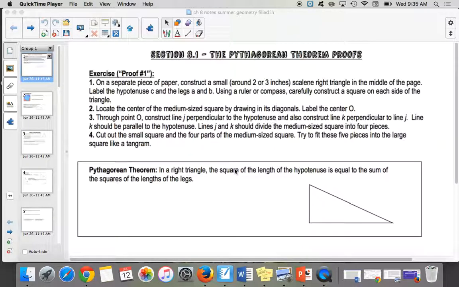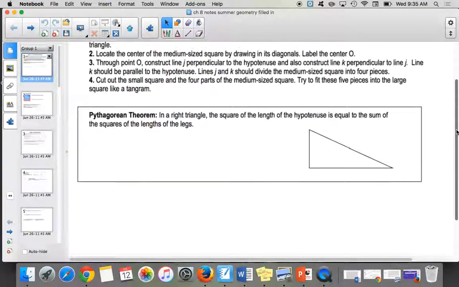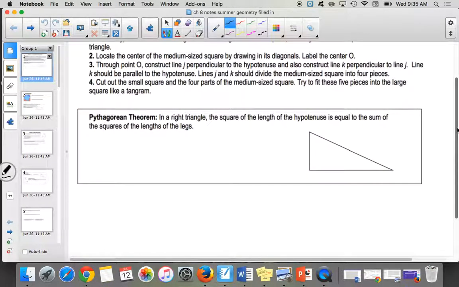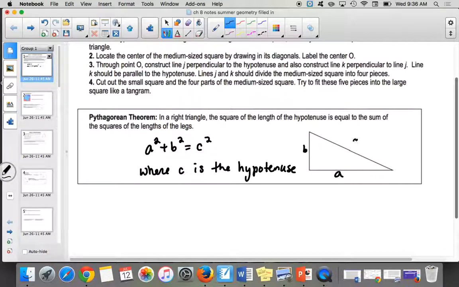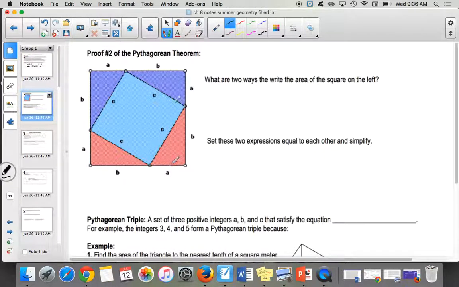Are we ready? So we know the Pythagorean theorem. The Pythagorean theorem says that a squared plus b squared is equal to c squared as long as c is the hypotenuse. You know, because I could really put c wherever I want it to be. So if we're doing A, B, and C, let's say. And so we have a picture, and I would give you this picture if I asked you to do this. And it says, what are two ways to write the area of the square on the left?